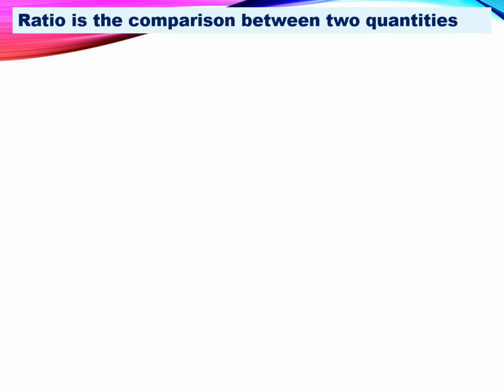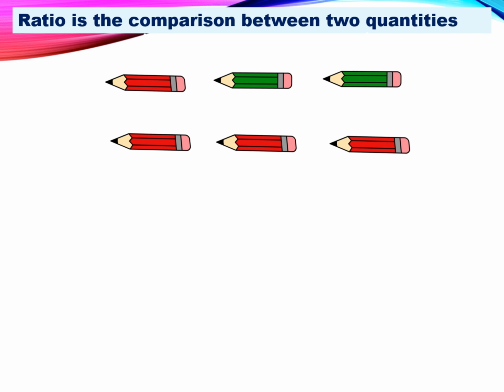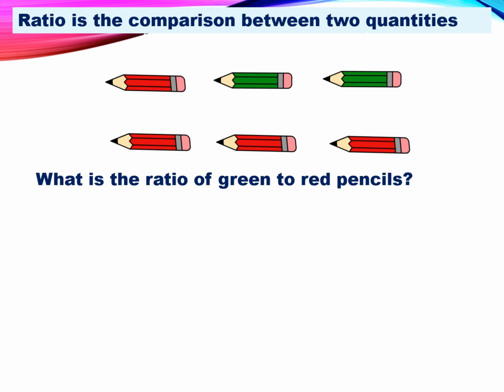Ratio is the comparison between two quantities. We have green and red pencils here. The question is, what is the ratio of green to red pencils? There are 3 ways we can write ratios: the word form, the colon form, and the fraction form.